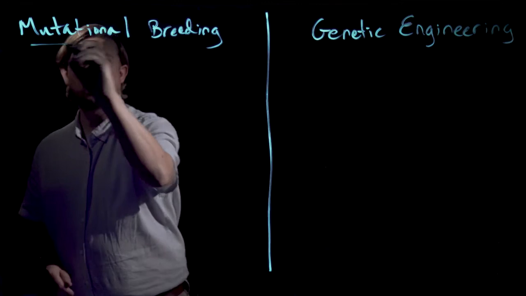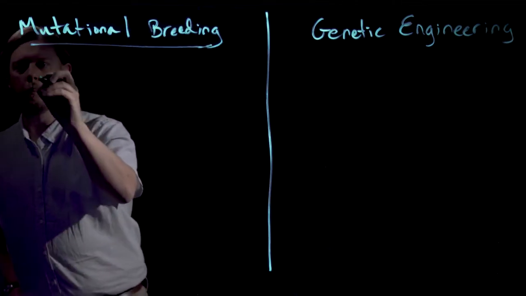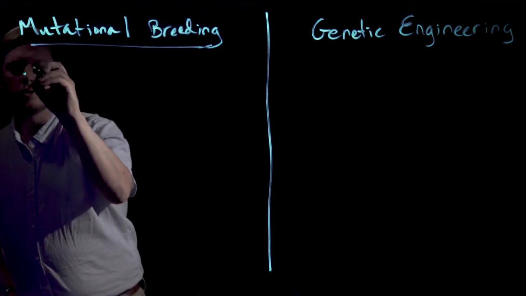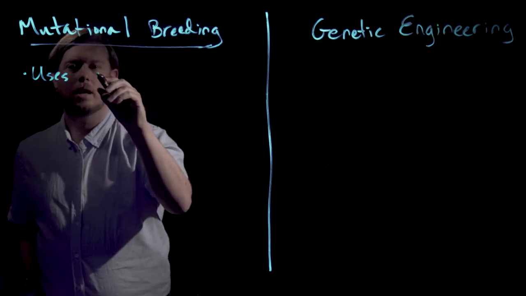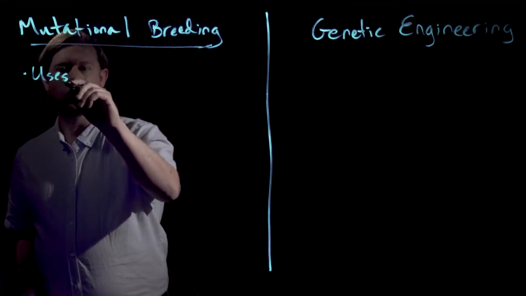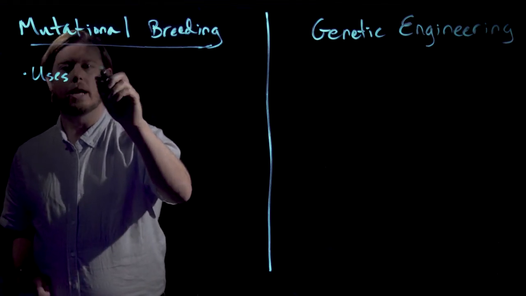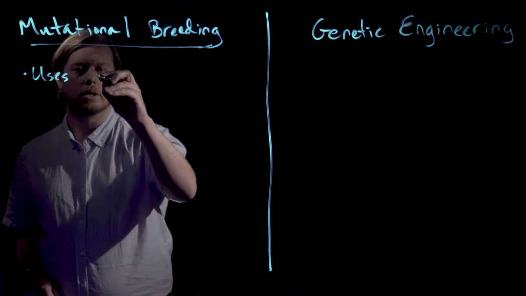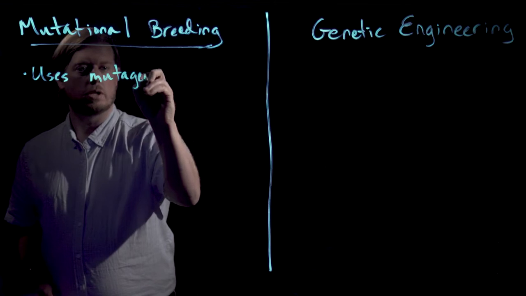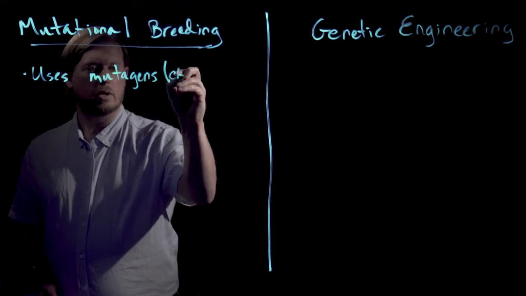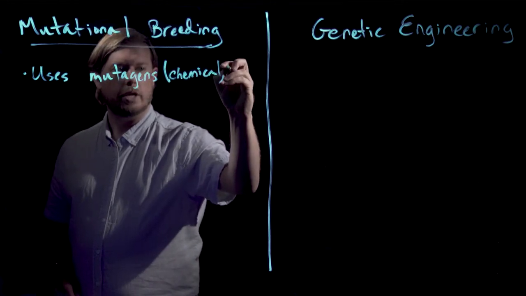So mutational breeding is at this point a classical technique, started after World War II, that uses mutagens to introduce mutations within a seed bank or seed pool from which you can then select to get a beneficial trait out when you're looking for a new organism or a new crop. So we're just going to say this uses mutagens. And mutagens can be either chemical mutagens or radiation.